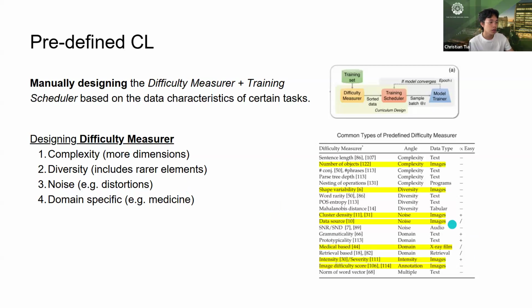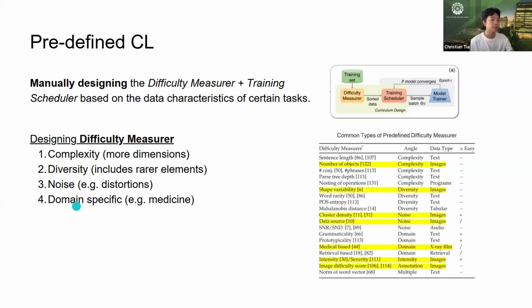Another way of designing the difficulty measure is through noise. For example here, the difficulty measure is actually the data source. This shows that the way of defining difficulty is not limited to just getting the information from the pixels, but also the source of the image itself. If you were to compare an image sourced from scraping the web versus an image from a data set that was carefully curated, obviously we could assume that the curated data set would have cleaner images compared to ones that were scraped on the web. So in that way, you could set the difficulty based on the source.